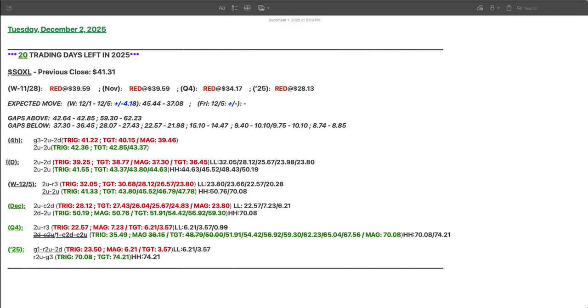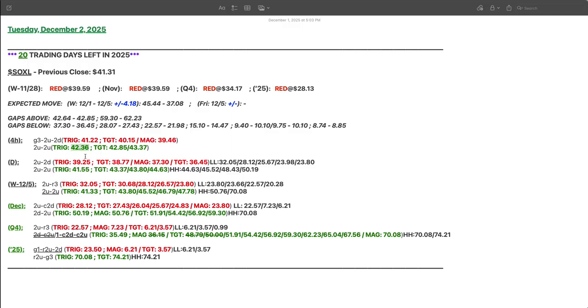If we're looking at the day chart, right, if we breach Monday's low and we go 2 up, 2 down, so if we go below 39.25, that triggers, the magnitude is 37.30. The target in between, because we are in that uptrend, is 38.77. And if we do find some momentum and get a bigger move to the downside, if we reach that 37.30 magnitude, we've got an extended target of 36.45. And then to the upside, what happened here?